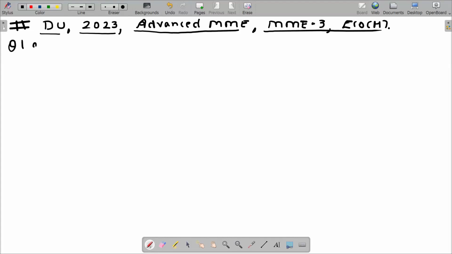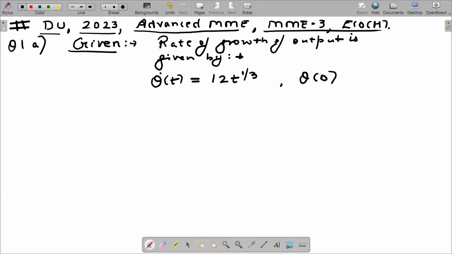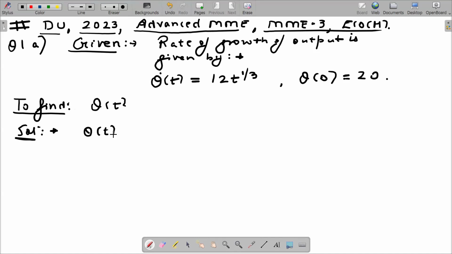So question 1, part A, I'm quickly writing what is given to us. We are given that the rate of growth of output is given by Q dot T equals 12t to the power 1/3. We are also given that the initial value at time period 0 for this output is 20. And I need to find Q of T, which means I need to find the production of output level at time t. So how do I find Q of T? I'm going to integrate Q dot T with respect to T.